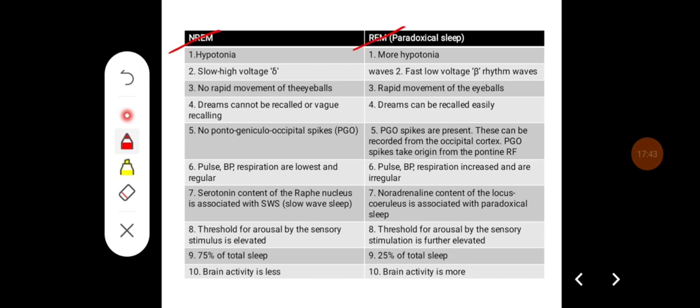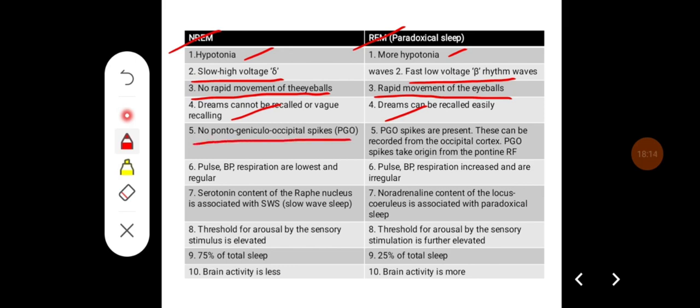In NREM sleep, there is hypotonia. In REM, there is more hypotonia. NREM shows slow high voltage delta waves, and REM sleep shows low voltage beta rhythm waves. In NREM, there is no rapid movement of the eyeballs, whereas rapid movement of the eyeballs occurs in REM sleep. In NREM, dreams cannot be recalled or are vaguely recalled, whereas dreams can be recalled easily in REM sleep. In NREM, there are no ponto-geniculo-occipital spikes, but PGO spikes are present in paradoxical sleep.